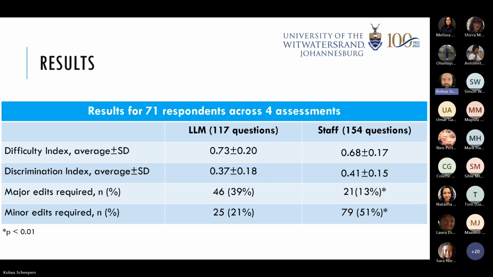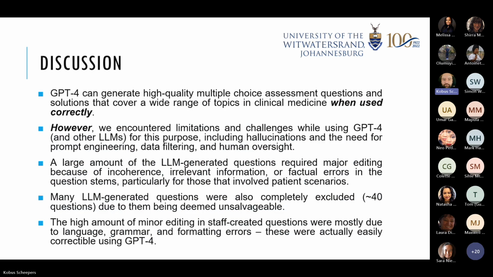The minor edits, here we have it switched around. So the language models, if there were minor edits required, it didn't come from the language models, it came from the staff. And the reason for that, I'll get to the rest of the points, but the high amount of minor editing in staff-created questions were mostly due to language errors and grammar errors and formatting errors. So mostly language errors.